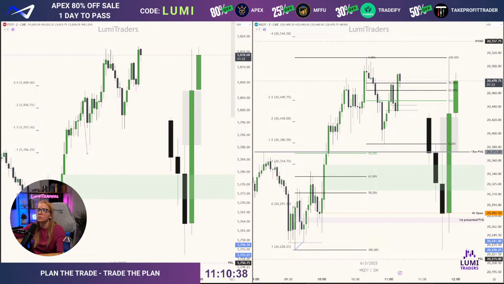And gold. On gold, we got swing point once again. I was looking for the test of 50% of hourly wick.